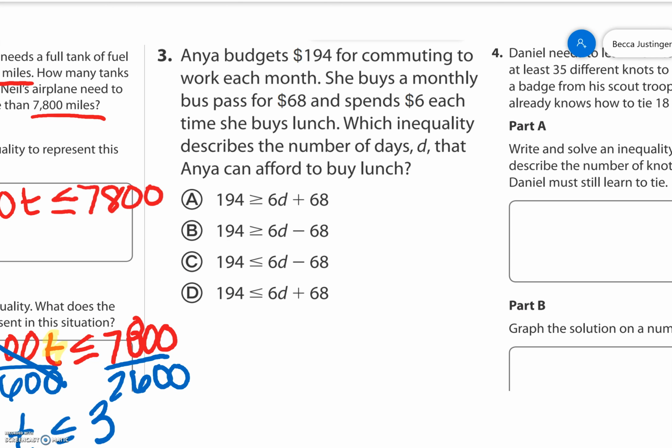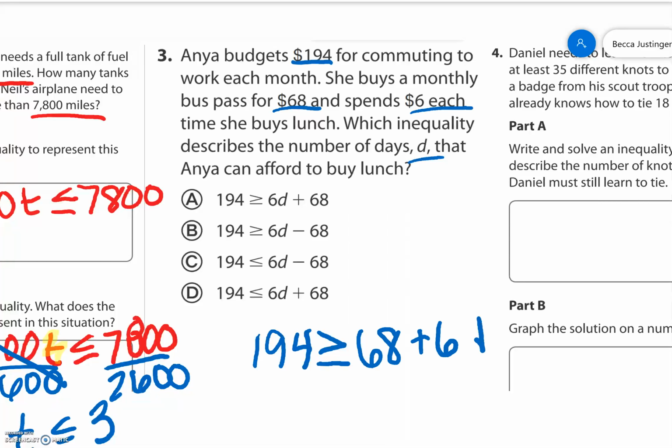Okay, number 3. Anya budgets $194 for commuting to work each month. She buys a monthly bus pass for $68 and spends $6 each time she buys lunch. Which inequality describes the number of days, D, that Anya can afford to buy lunch? Well, if she has $194, she cannot spend more than $194. So she's going to spend, 194 is going to be the most she can spend or equal to. She already pays $68 for the bus pass, and she's going to pay $6 for each lunch, but we don't know how many lunches she buys. So that's going to be A. Same thing, but they just use the commutative property, change the order.